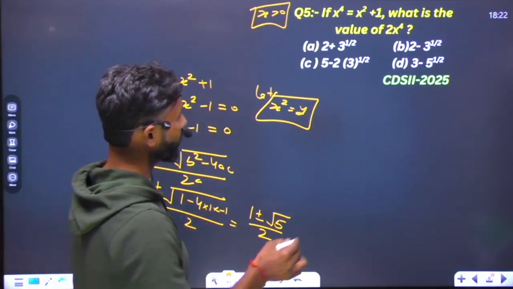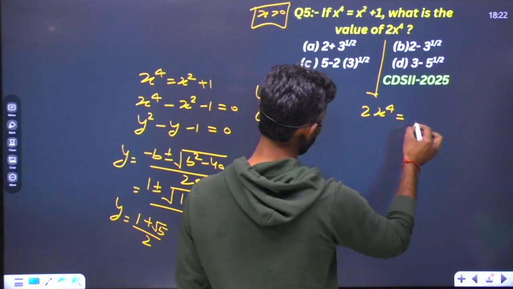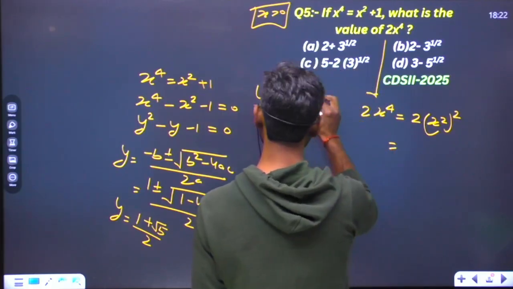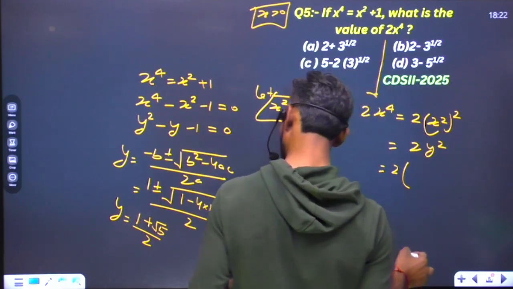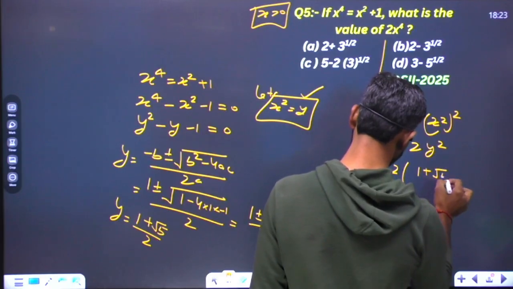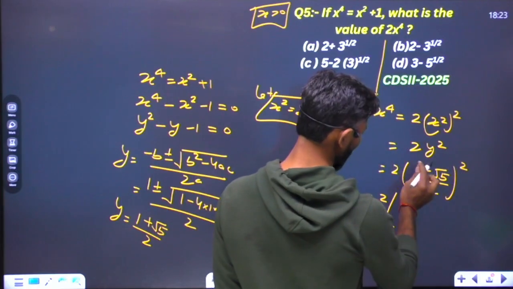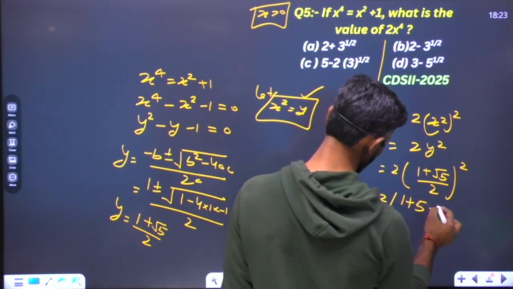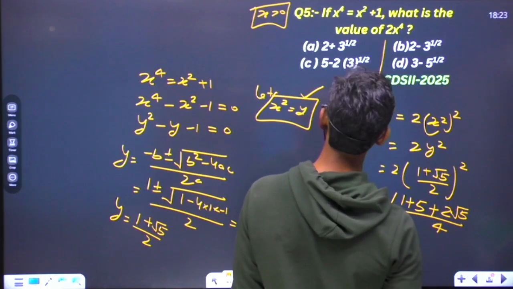But we have to calculate the value of 2x to the power 4. It can be written as 2 times x square whole square, and x square is assumed equal to y. So it will become 2y square. I'm going to place the value of y square. Y square is equal to 1 plus root 5 upon 2 whole square. So it will become 2 into 1 plus root 5 whole square upon 4, which is 1 plus 5 plus 2 root 5 upon 4.